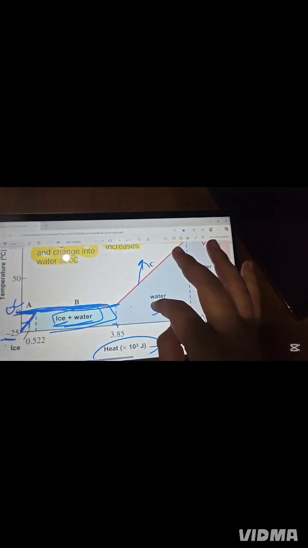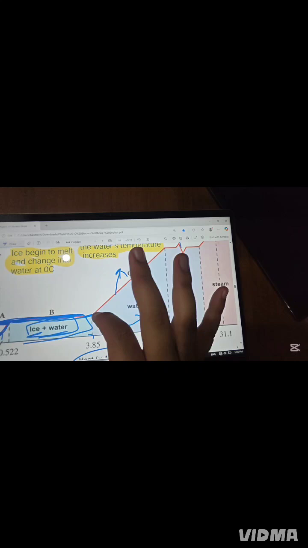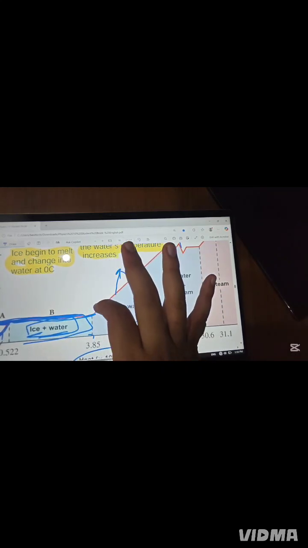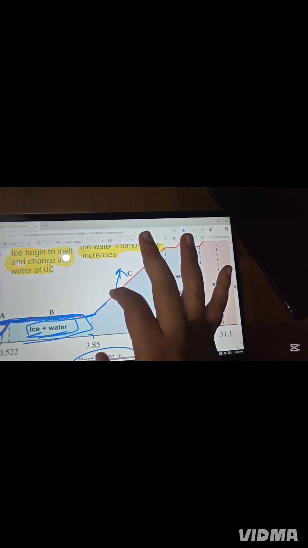Give them more energy. We see that the temperature of part B, half water, half ice, when we are giving them more energy, again keeps increasing. Look, it keeps going up. Why? Because the temperature in part B was 0 Celsius.